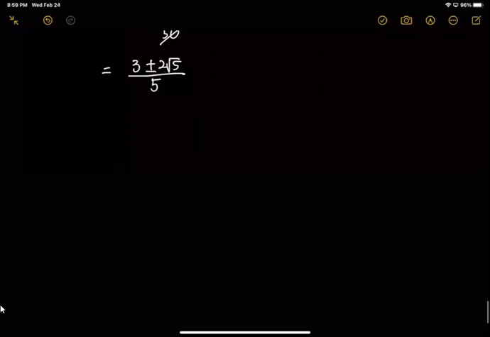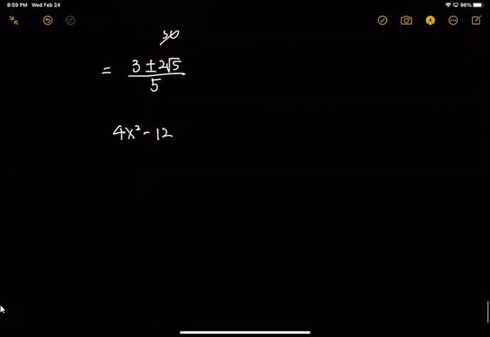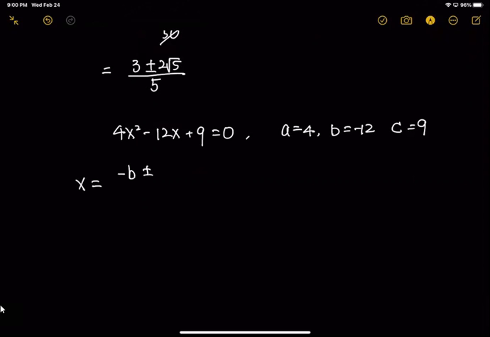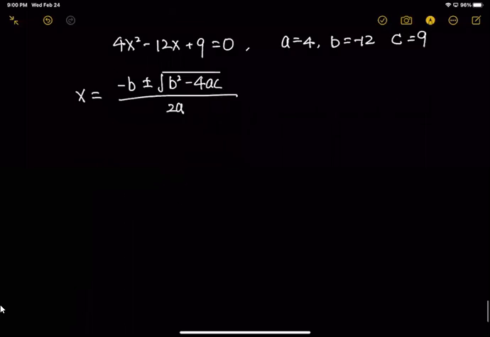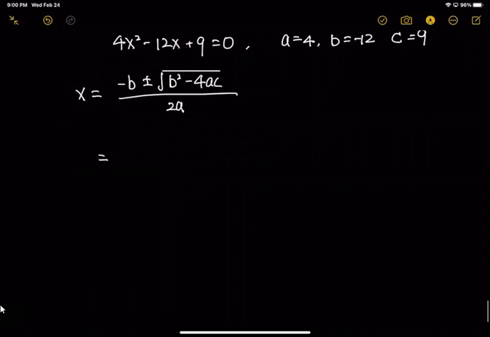Let's do another one. 4x squared minus 12x plus 9 equals 0. A equals 4. B equals negative 12. C is equal to 9. x equals negative b, positive and negative square root of b squared minus 4ac, over 2a. Negative b is what? Negative 12. Negative, negative, you will have positive.